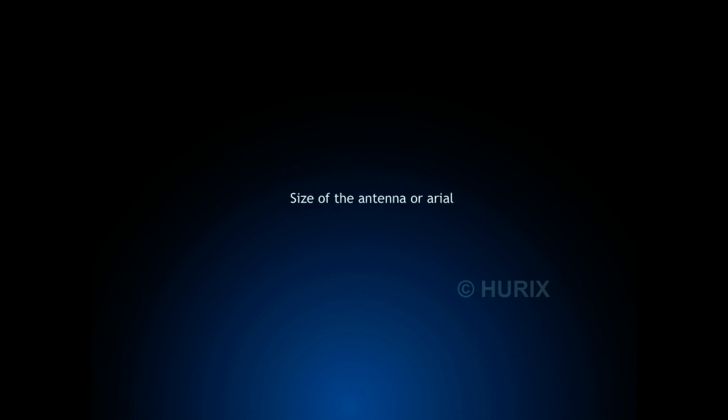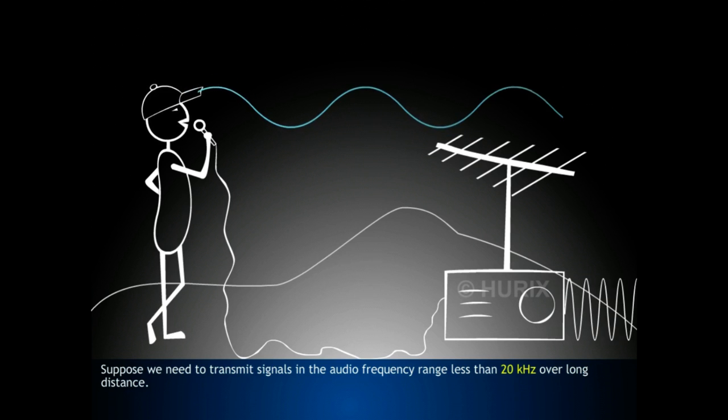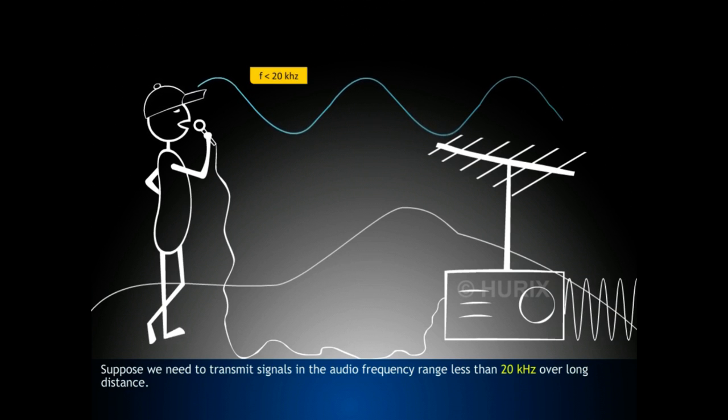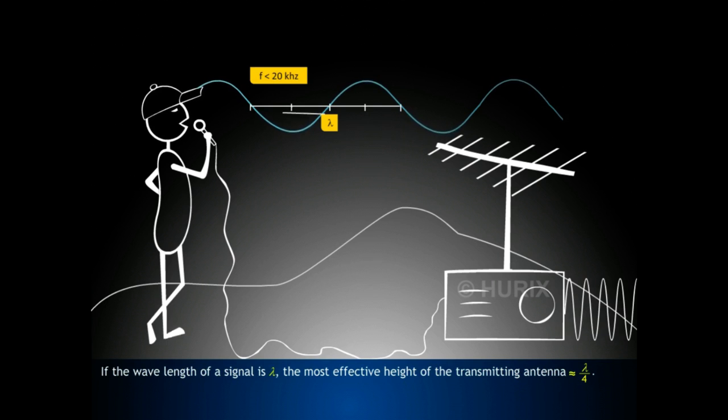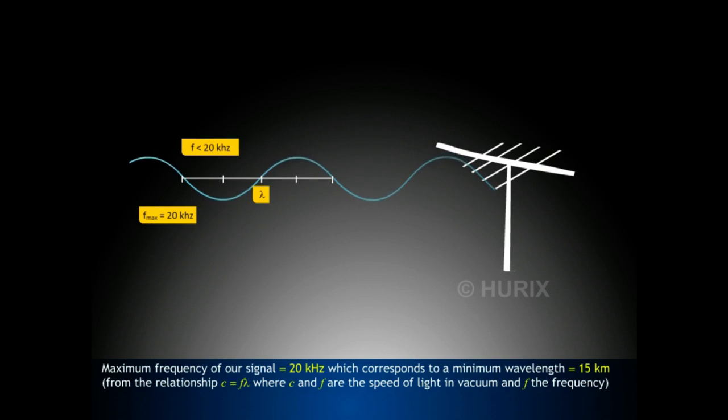Size of the antenna or aerial. Suppose we need to transmit signals in the audio frequency range less than 20 kHz over long distance. If the wavelength of a signal is lambda, the most effective height of the transmitting antenna is approximately lambda by 4. Maximum frequency of our signal equals 20 kHz, which corresponds to a minimum wavelength equaling 15 kilometers.